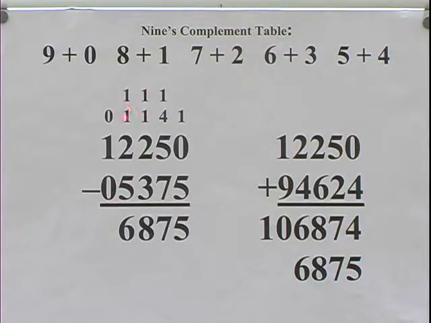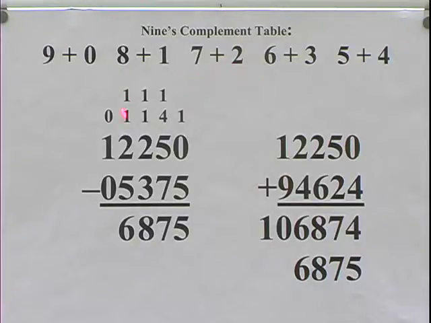5 is greater than 1. I have to borrow 1 from this. It becomes a 0. And this becomes an 11. So the minuend has been modified now to read 0, 11, 11, 14, 10. How many number transformations did I do? 1, 2, 3, 4, 5, 6, 7, 8. 8 number transformations.